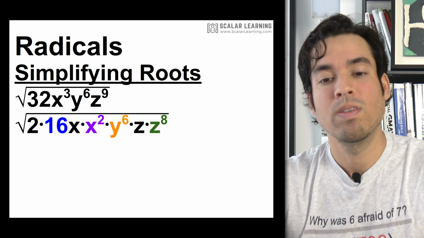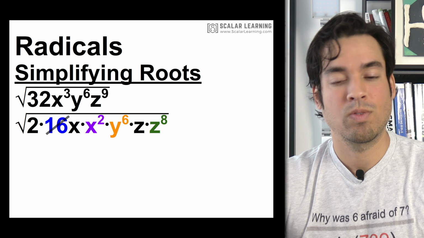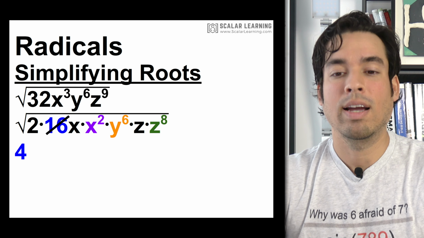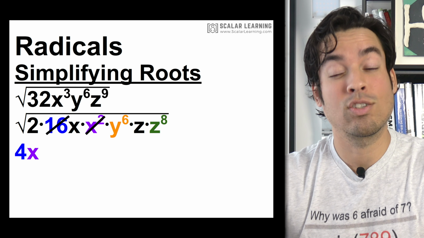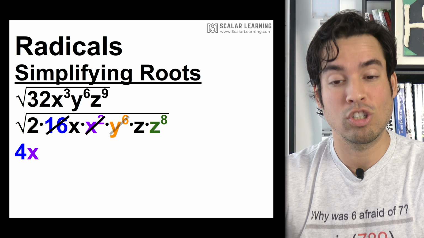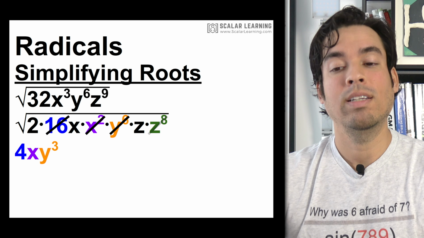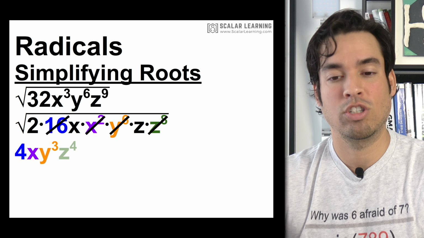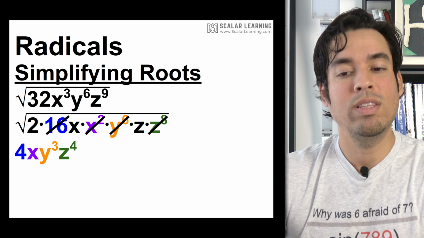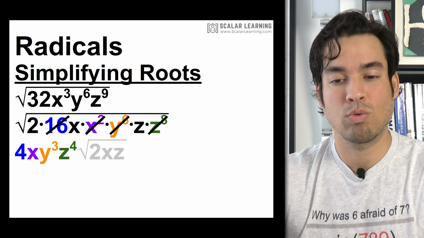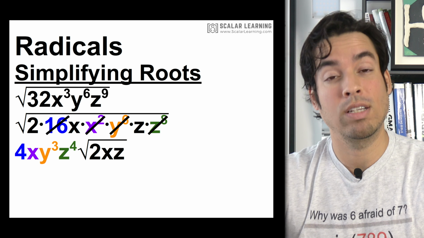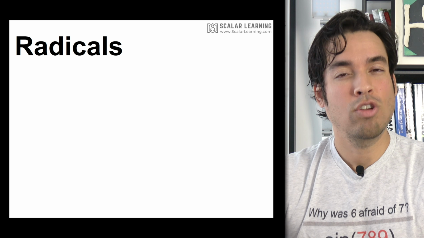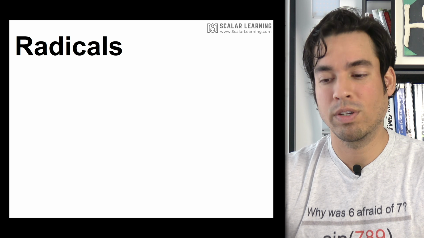So for example, I can now take the square root of 16, which is 4, beautiful. I can take the square root of x squared, which is x. I can take the square root of y to the 6th, which is y to the 3rd. And I can take the square root of z to the 8th, which is z to the 4th. Everything else is stuck inside that square root prism, so the 2xz stays inside, and then it's fully simplified. Now let's talk about solving equations involving radicals.